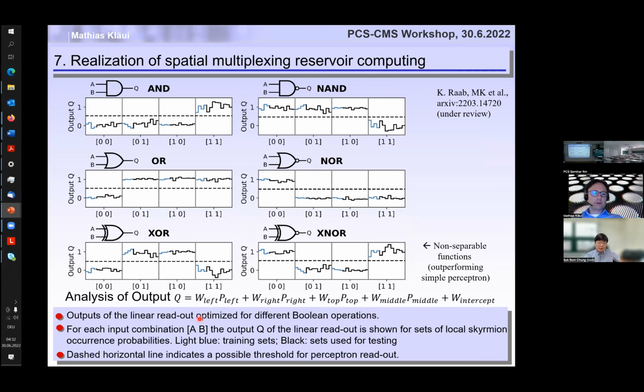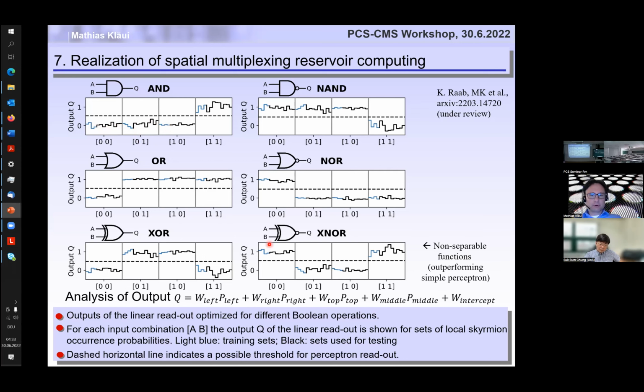Now, for each combination of inputs, A B, the output Q is shown for a set of local skyrmion occurrence probabilities. So light blue is always our training, and black is the set that we use for testing. And we see here, if we train for the AND gate and we put in 0, 0, then we get as the output 0. If it's 0, 1, we get output 0; 1, 0, we get output 0; but 1, 1, we get output 1.